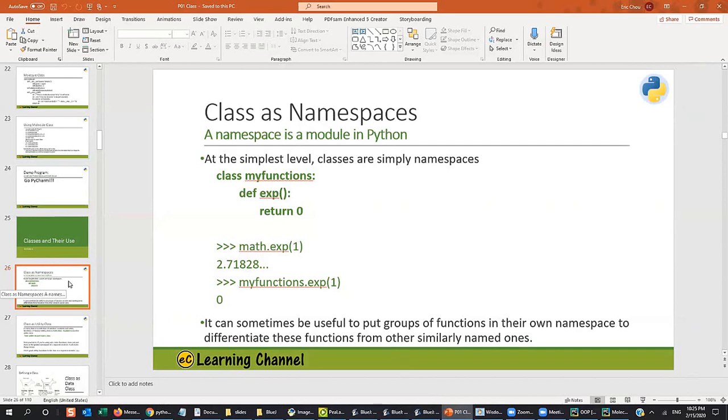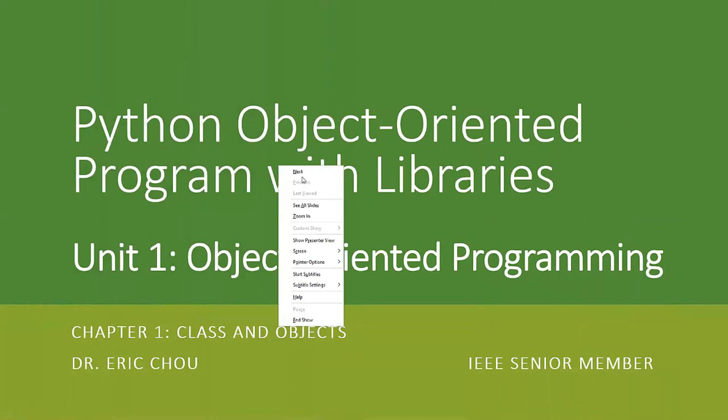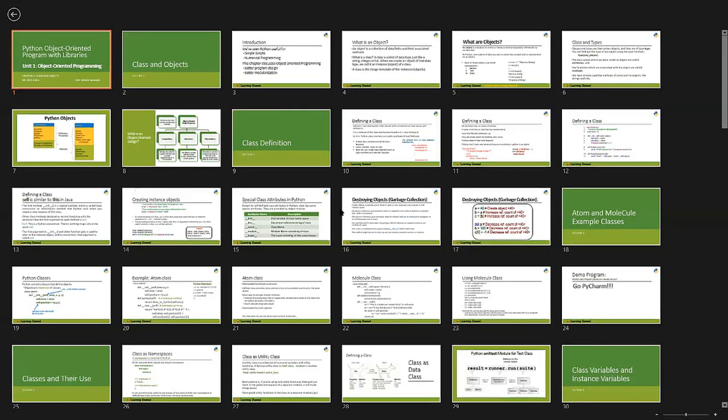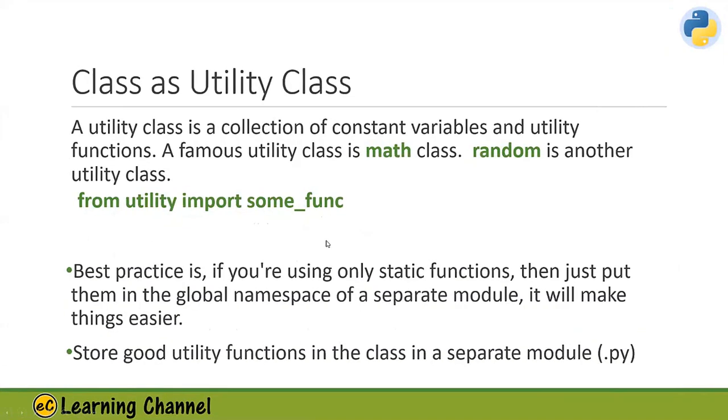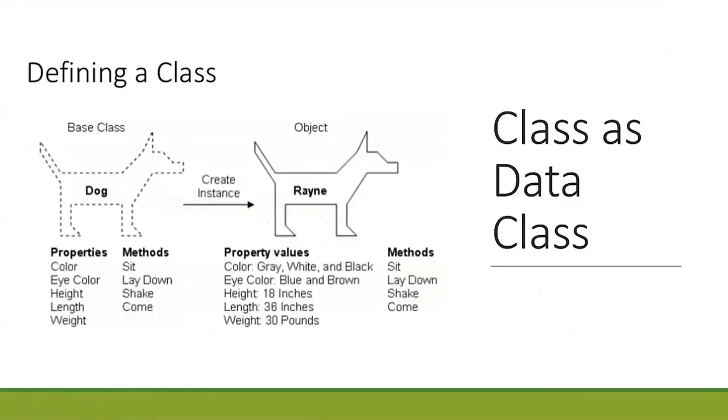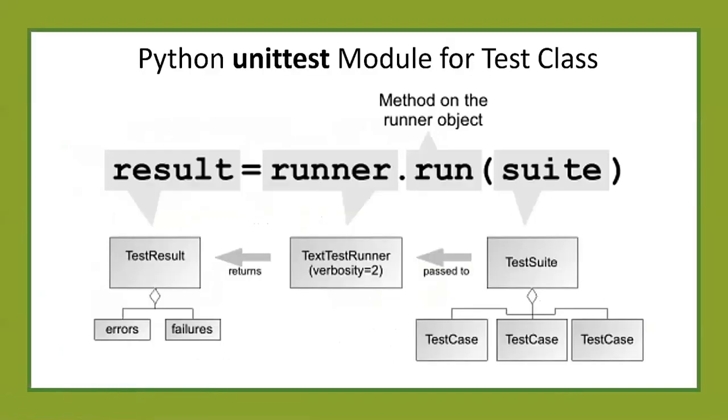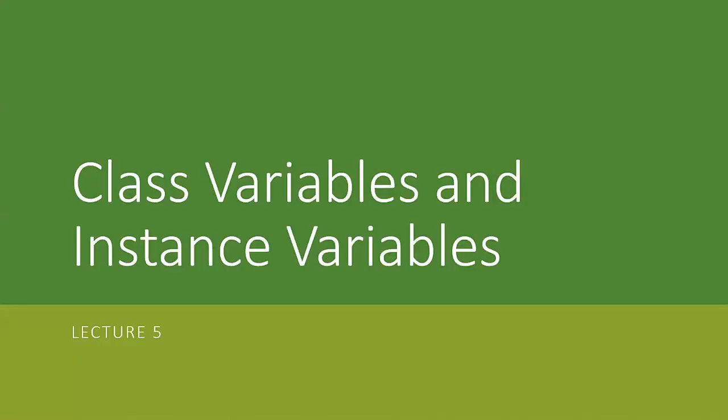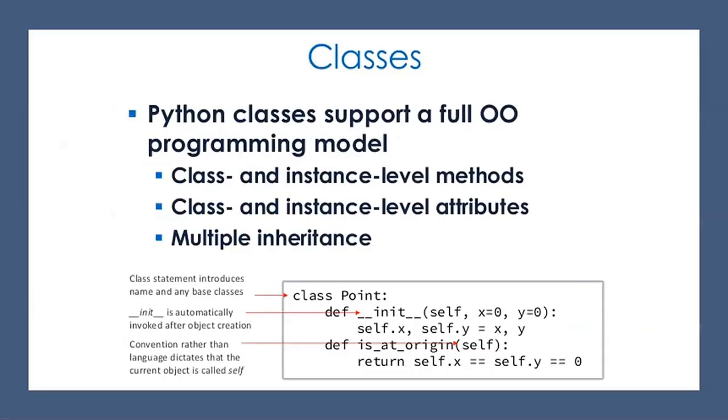Python, when you dig deeper, is actually not that easy, but we do want you to learn OOP in Python. So we are going one by one here. Atom class, modular class, we finished that. Namespace, utility class: the math class is a utility, we know that. Random class is another. The data class we know already. There is also a unit test called PyUnit, but we don't do it here. Class variable and instance variable.